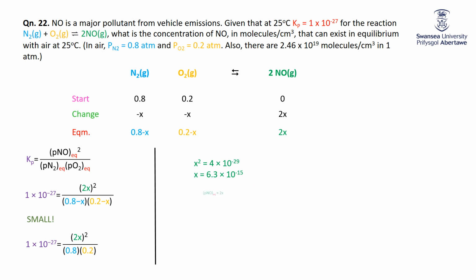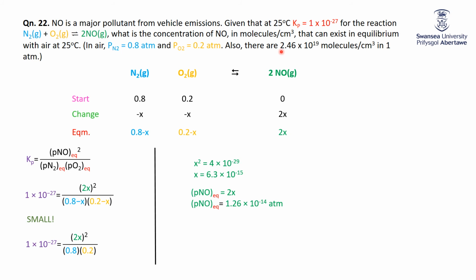How does that help us? Well, because we know that the pressure of NO at equilibrium, which is what we wanted, is 2x. So it's 1.26 times 10 to the minus 4 atmospheres. Now that's the pressure of NO at equilibrium, but we wanted the concentration of NO at equilibrium in this weird unit that nobody's ever seen before.